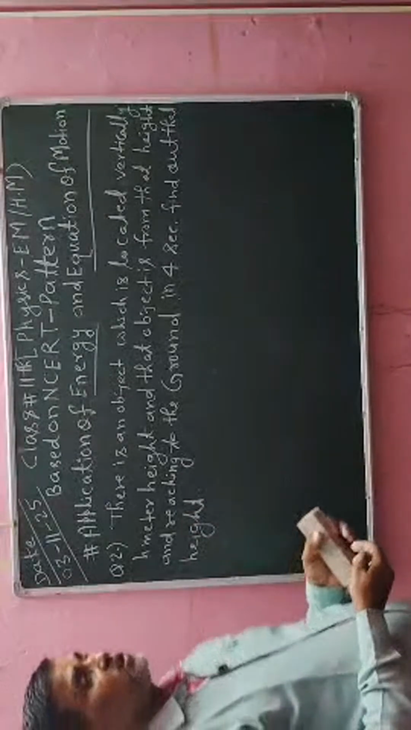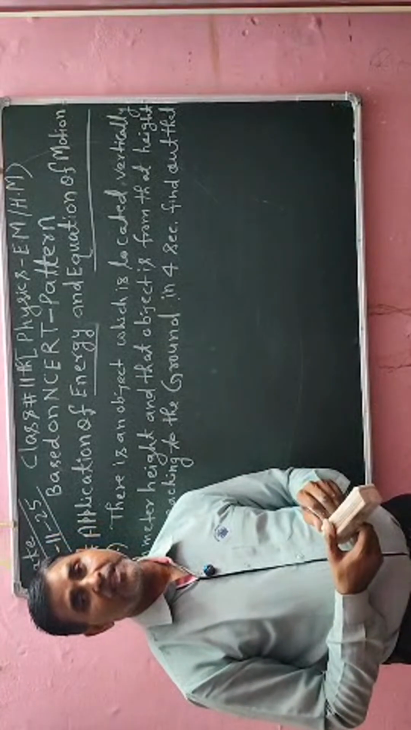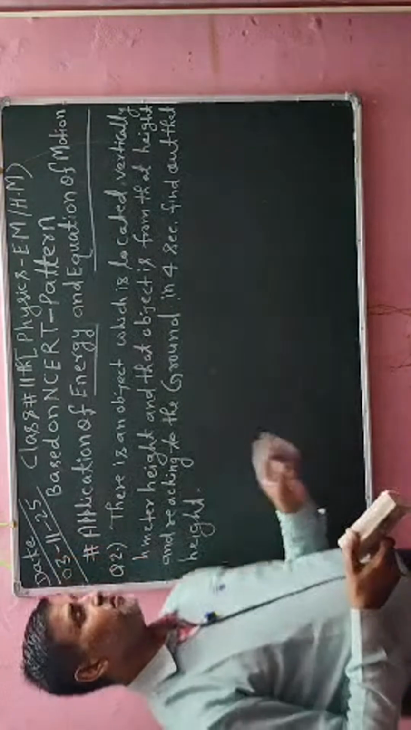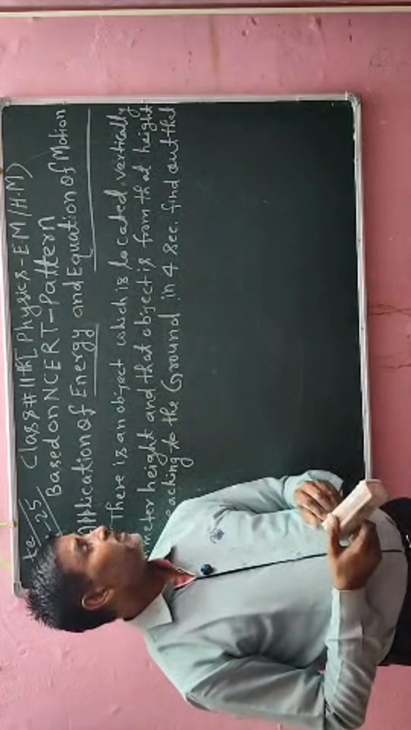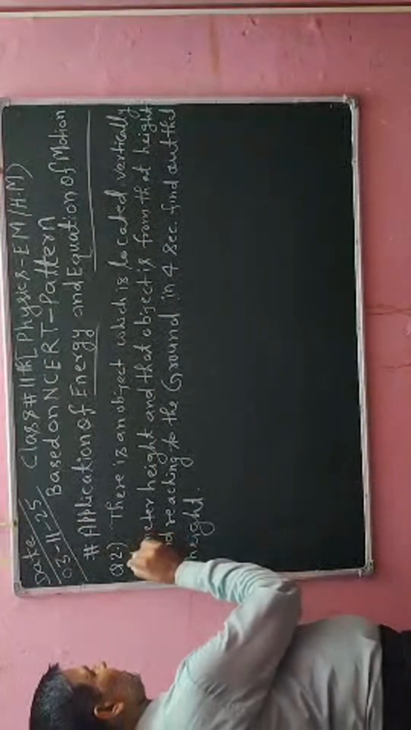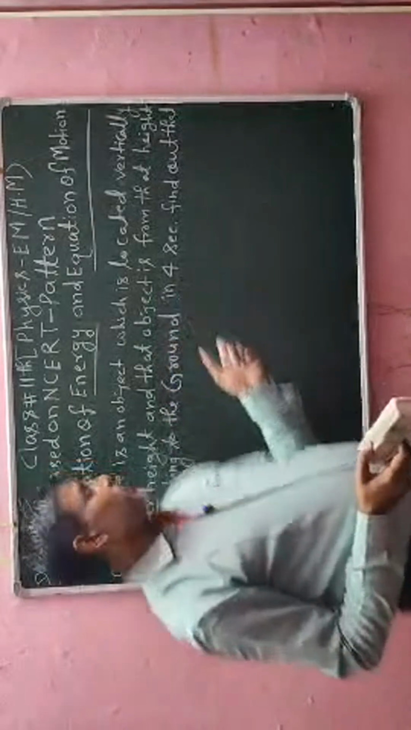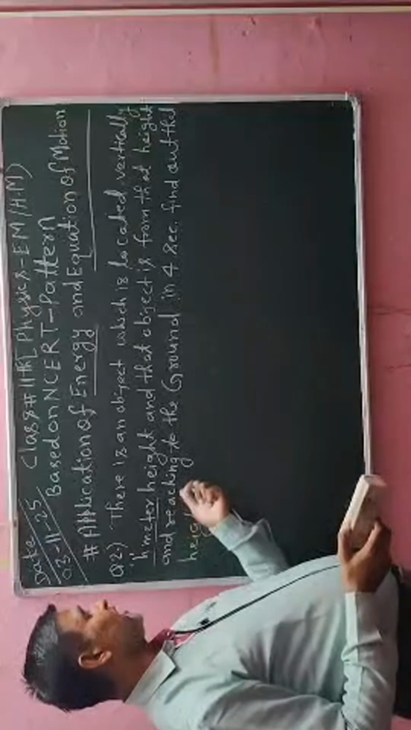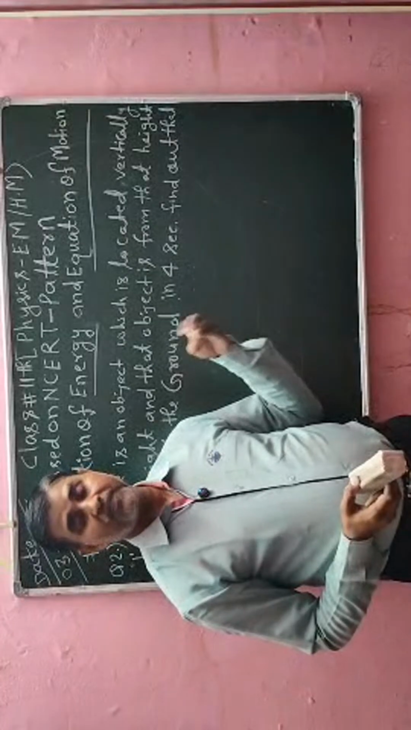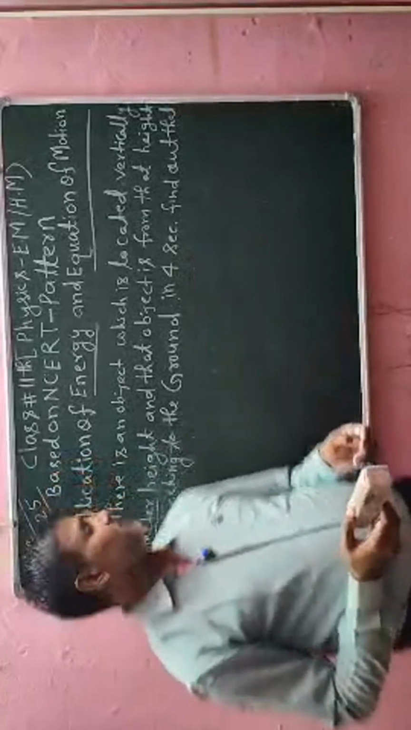So this is the question, and this question was already asked in the class 11th exam. So you concentrate here on how its solution can be given. An object is located vertically at h meter height. From that height, the object is falling and reaching the ground in 4 seconds. So we have to find that height.